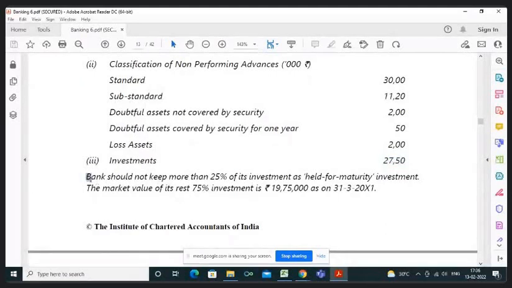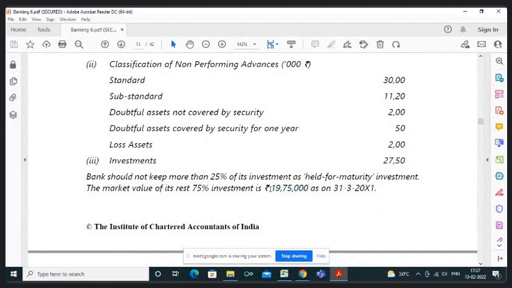So they give the additional information. Bank should not keep more than 25% of its investment as held for maturity investment. So they are again reiterating the market value of its rest 75% investment is 19,75,000 as on 31/3/2011. So this 25% should be shown at cost in the balance sheet.